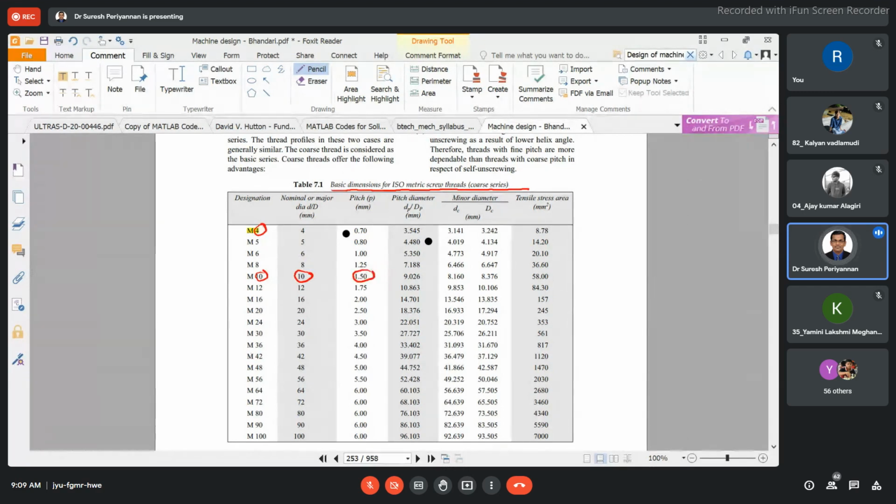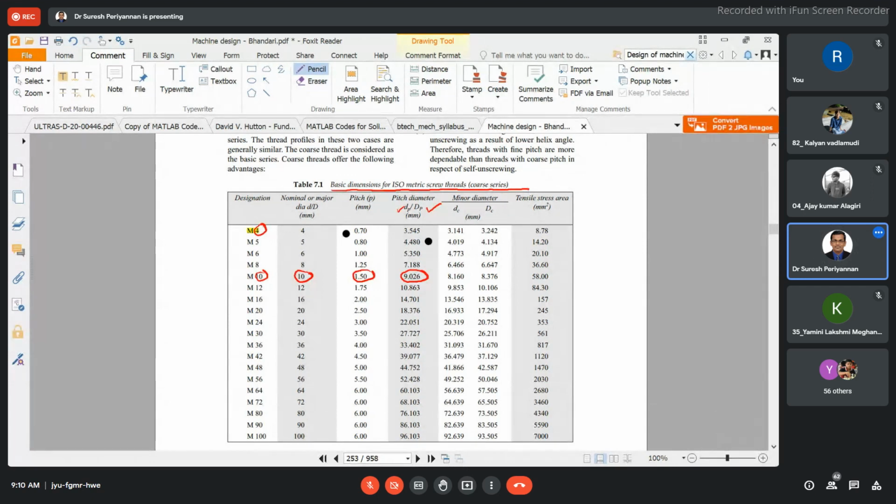This is the pitch diameter. The pitch diameter for the internal thread and for the external thread must be the same. For example, I am considering M10.